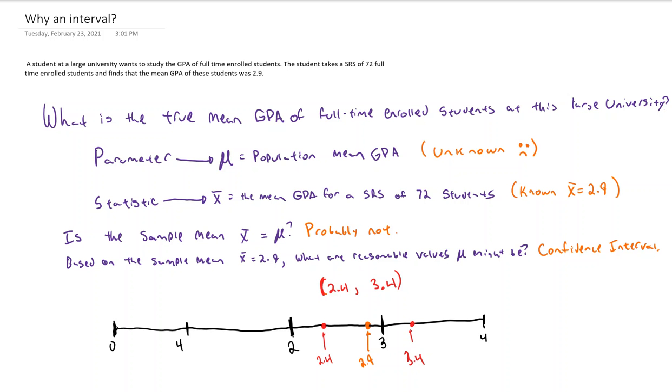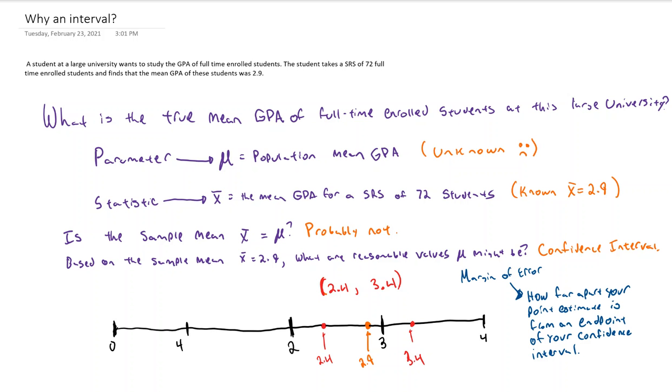The last thing I want to mention in this video is how wide you make your interval, in particular how far apart each of your endpoints is from your point estimate, is something we call the margin of error. So the way I constructed this, I know that the distance between my point estimate and each of these endpoints is 0.5. So I would have the same thing on either side. So this is a confidence interval in this case with a margin of error equal to 0.5.